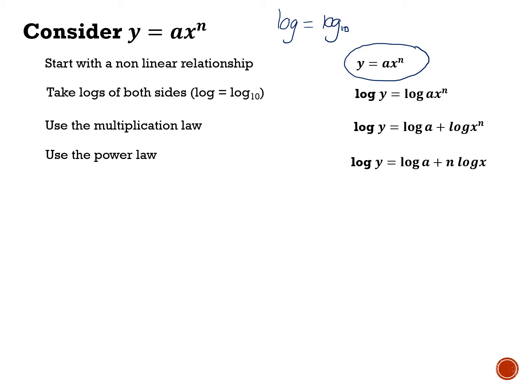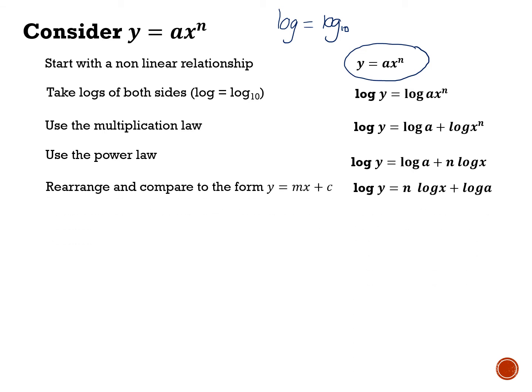Okay, and then what we're going to do is compare that to the general form of a straight line, y equals mx plus c. Now if we compare it to that, let's have a look at which bits correspond to which. So y is going to relate to log y. So on the y-axis, instead of plotting y, we're going to actually plot log y. M, which is our gradient, is represented by n. So we can go back to our original function here, and we can pick out that the gradient is going to be whatever this original power is here.